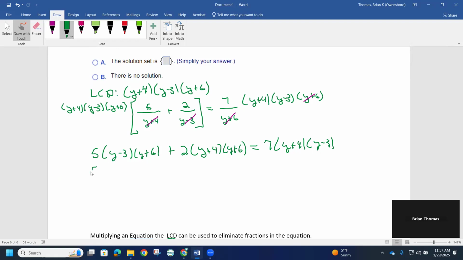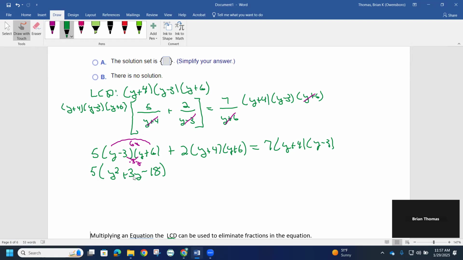So I'm going to leave this 5 out here in parentheses. I'm going to have y times y is y squared. And then on the outer, the outer is going to give me 6y. The inner is going to give me a -3y. So 6y and -3y is going to be a plus 3y. And then the last terms, the -3 and the 6, would be a -18.